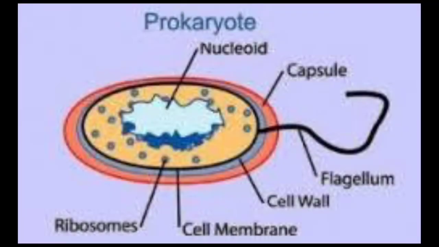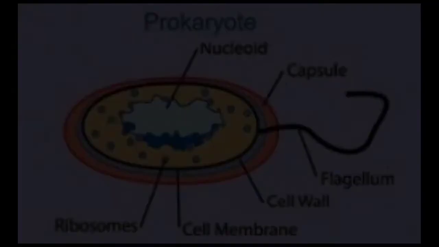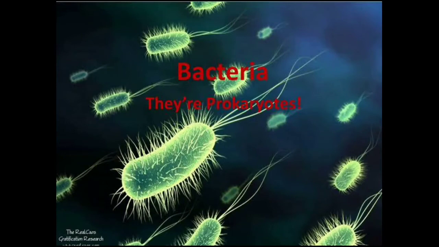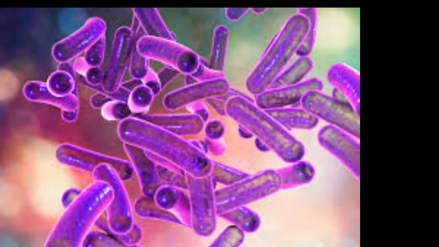The cells having nuclear material without a nuclear membrane are called prokaryotic cells. The organisms with prokaryotic cells are called prokaryotes. Example, bacteria and blue-green algae.